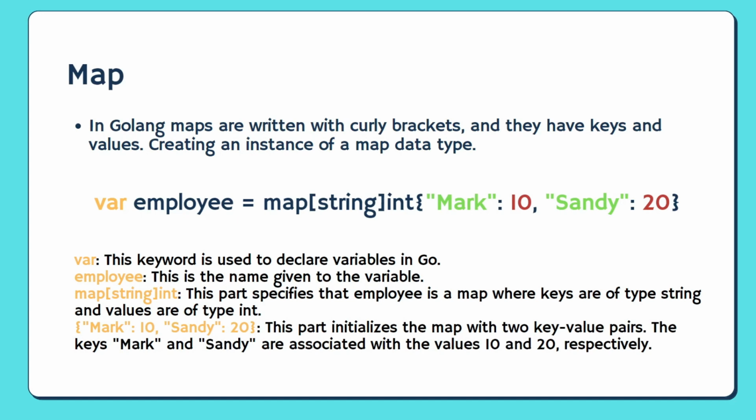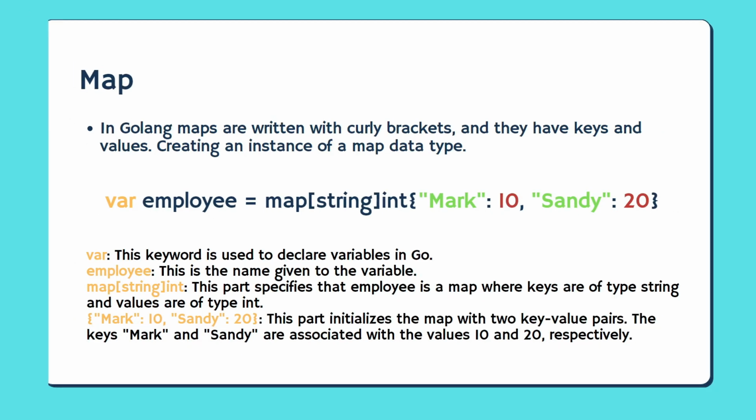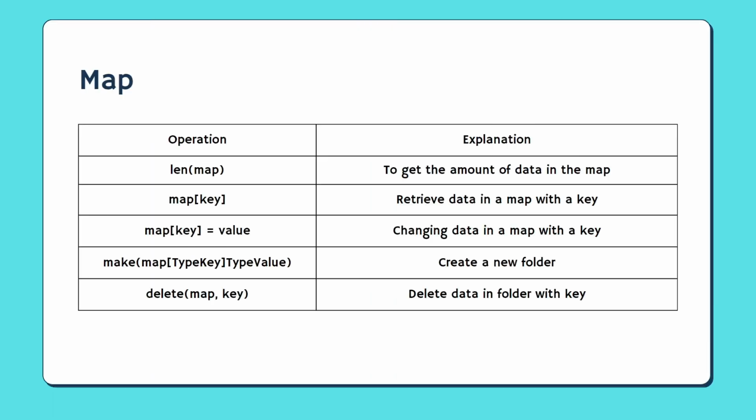This part initializes the map with two key value pairs. The keys Mark and Sandy are associated with the values 10 and 20, respectively. Below is a table map that will be useful for you.